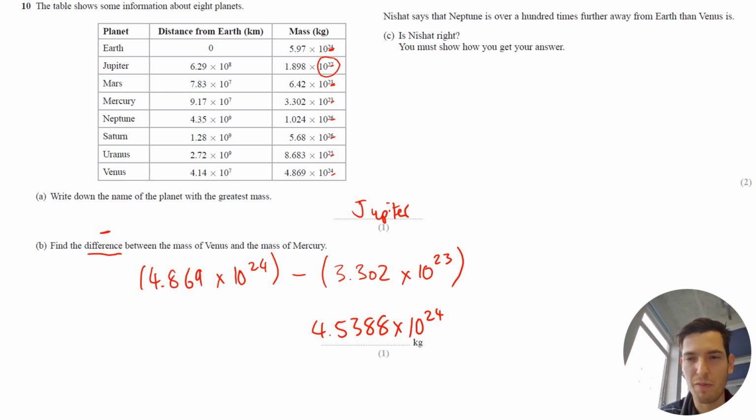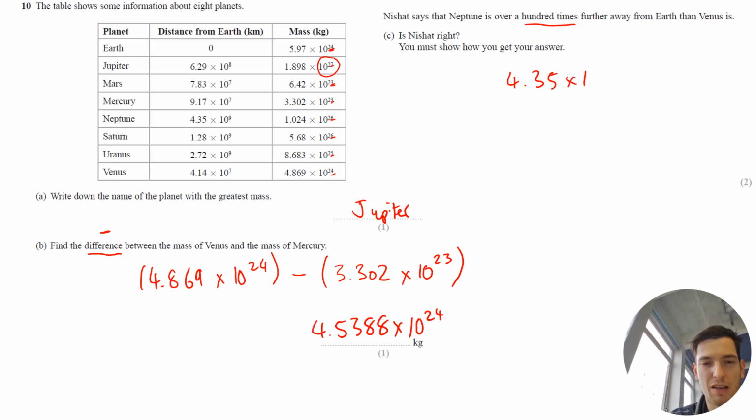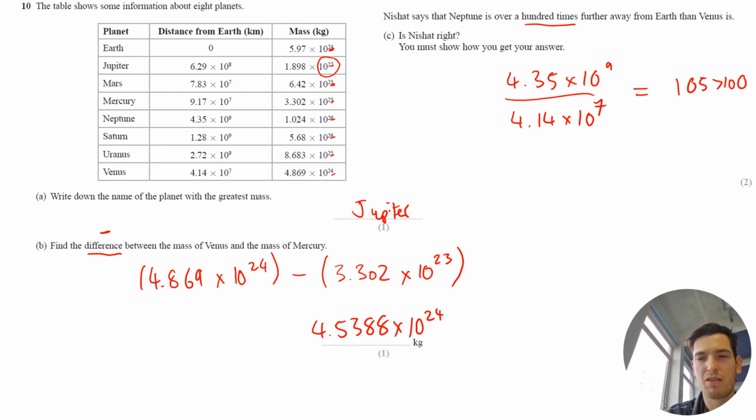So I'm looking at distance from Earth. 100 times means I'm probably going to need to divide to find out how many times further away it is. So start off with Neptune, 4.35 times 10 to the power of 9, divide by Venus, so that was 4.14 times 10 to the power of 7, and I get 105, which is bigger than 100. So yes, she is right. Or he. He is right. Let's keep going.